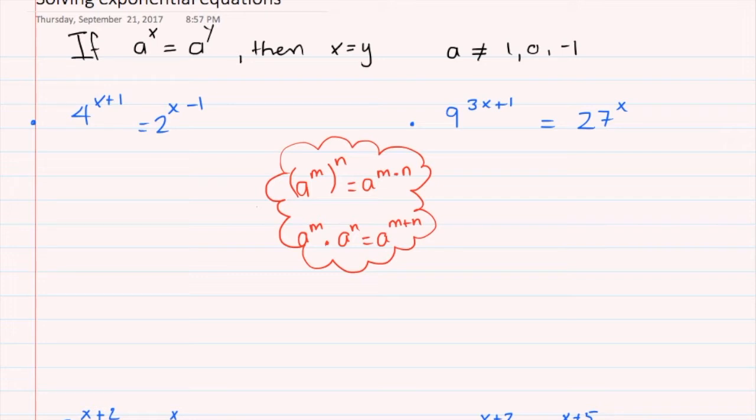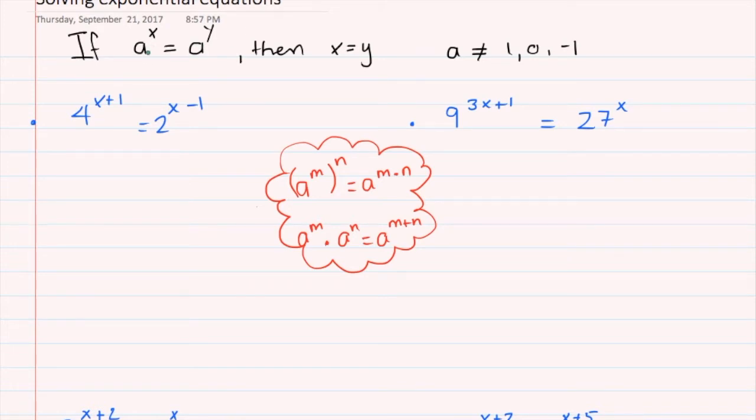Now, exponential equations are equations in which the variables appear as exponents. If you take a look at this first equation here, our variable x appears as the exponent, so this is an exponential equation. Now, to solve exponential equations, we have to keep in mind this one important property.